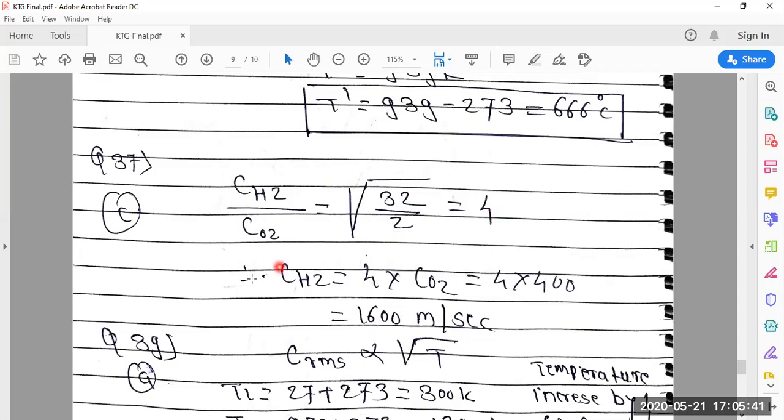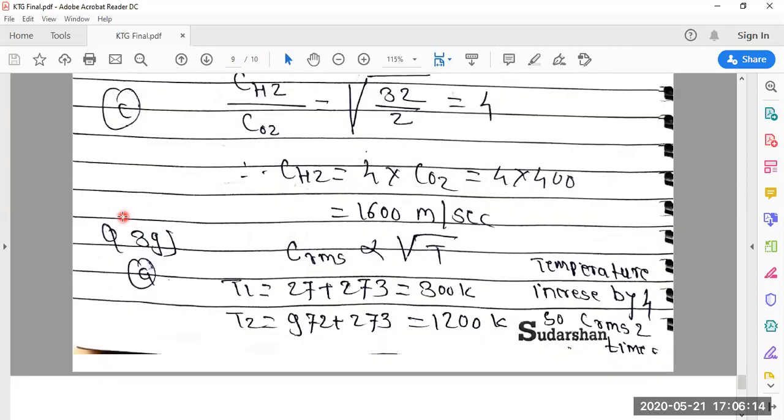So the RMS velocity for hydrogen is equal to 4 times the RMS velocity of oxygen, which is given as 400 meters per second. Put in the value, we get 1600 meters per second. So the RMS velocity for the hydrogen molecule will be increased, and the correct option for question number 37 is option number C.